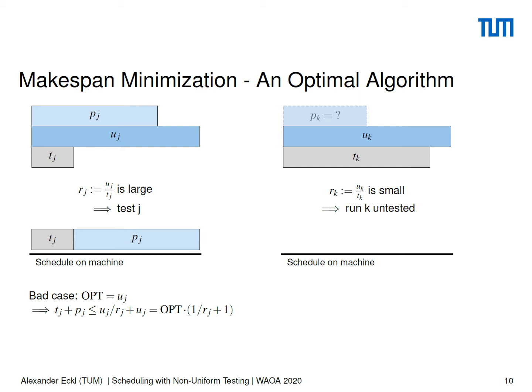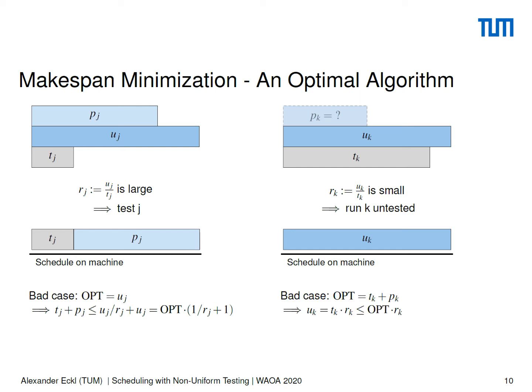Its testing time Tk is very large compared to its upper bound Uk. It's almost the same. So that means that the ratio Rk is now small. This leads us to the conclusion that it might be wise to run K untested. If we do that, and the optimum has done the same, then again, this is a good case, and the algorithmic time is the same as the optimum.